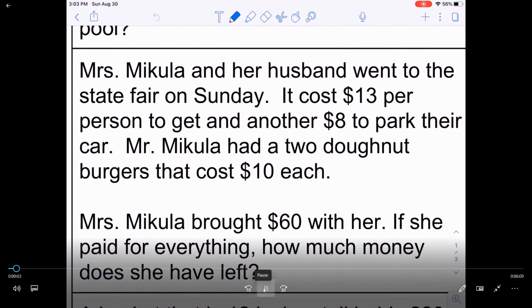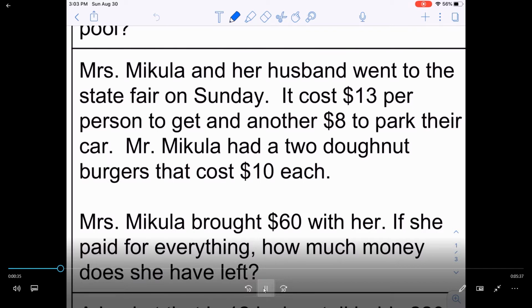Hello, today we're going to take a look at story problems and how to do a story problem. So the first thing is pretty basic. You're going to read the entire story problem. So it says, Mrs. McCullough and her husband went to the state fair on Sunday. It cost $13 per person to get in and another $8 to park their car. Mr. McCullough had two donut burgers that cost $10 each. Mrs. McCullough brought $60 with her. If she paid for everything, how much money does she have left?